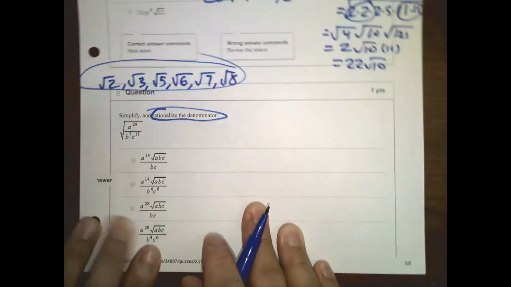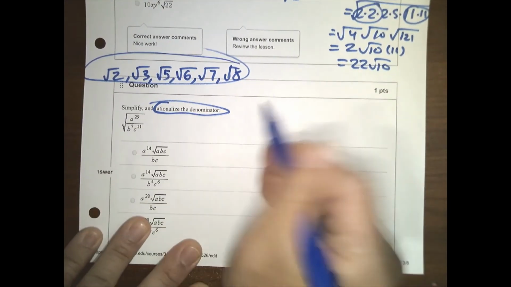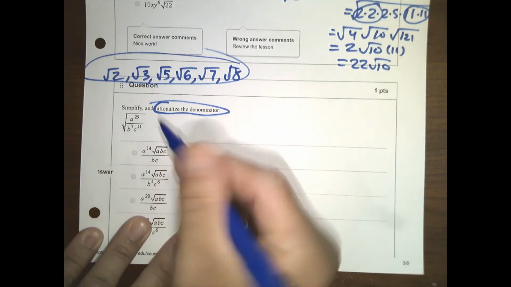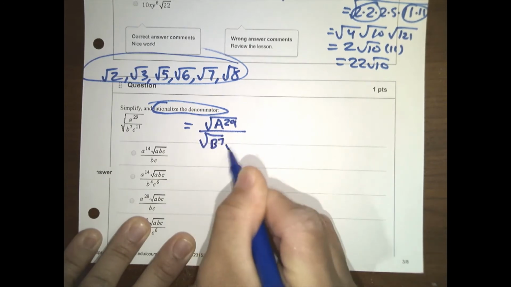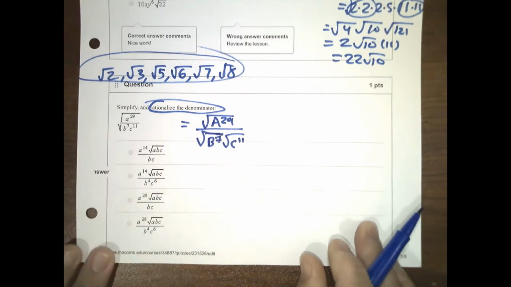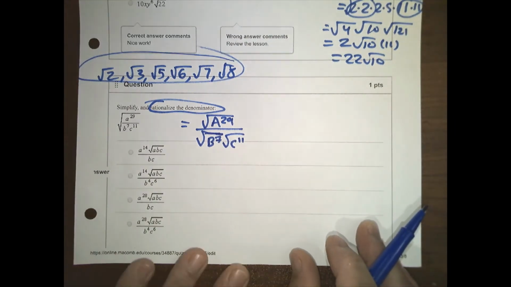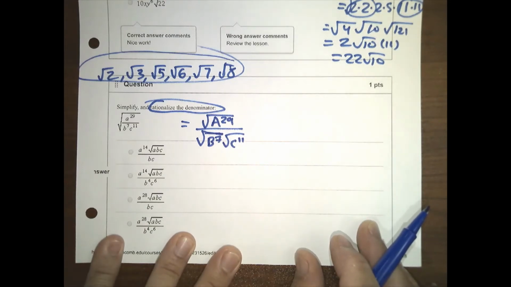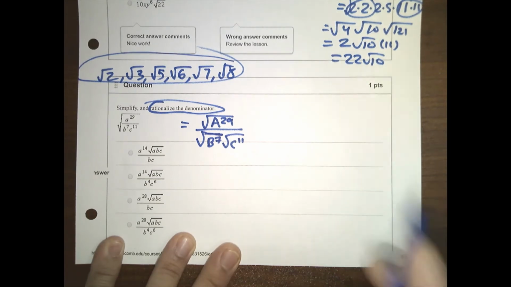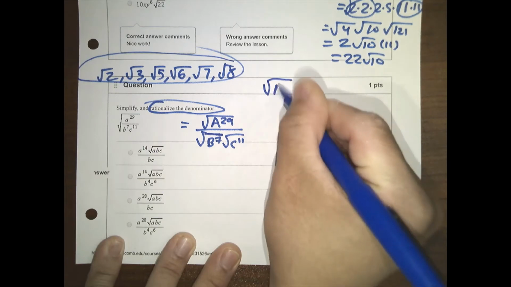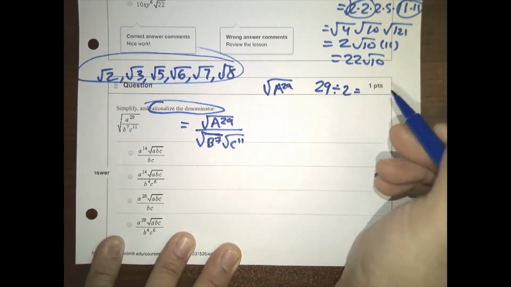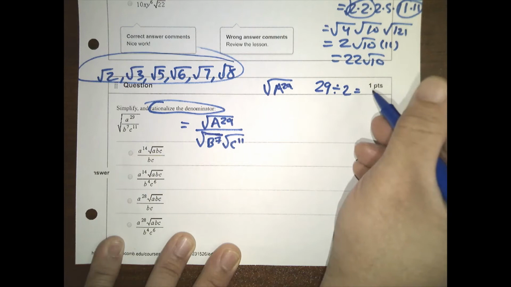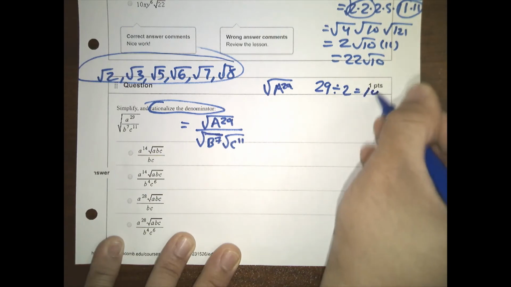All right, so now let's look at this again. So we have the square root of a to the 29th over the square root of b to the 7th, square root of c to the 11th. And yes, I can go ahead and break this all up exactly like this. Now I look at all of these and I see that I want to figure out what the square root of a to the 29th is. Well, I know that I'm dividing the exponents by 2 like before. Well, 2 doesn't go into 29 evenly, but it goes 14 with a remainder of 1.